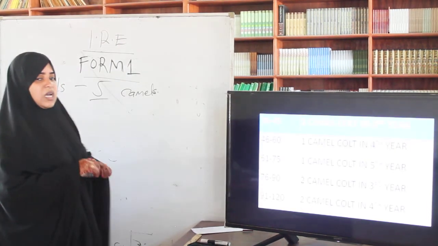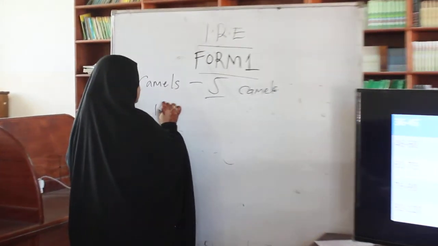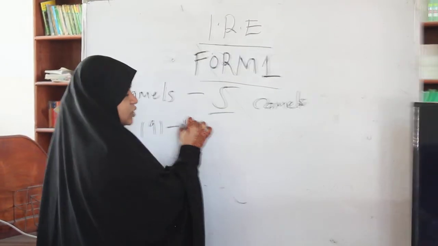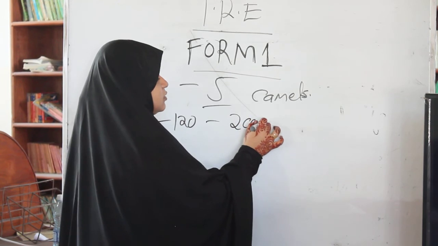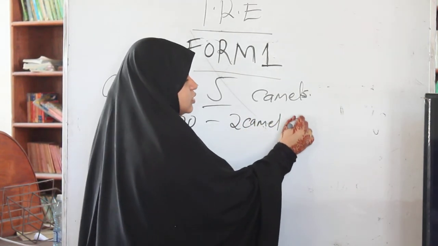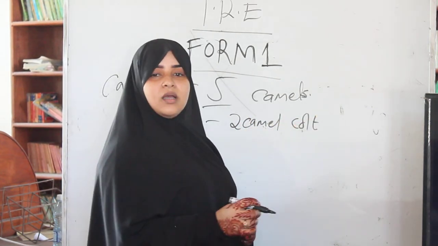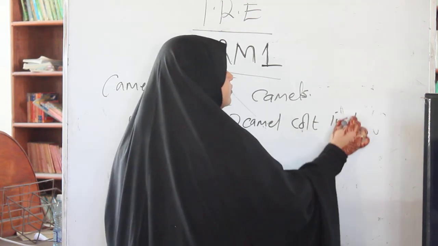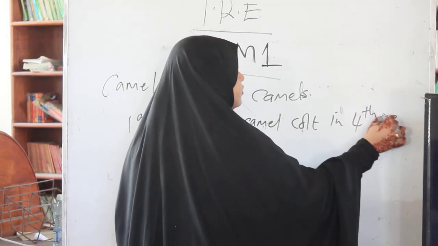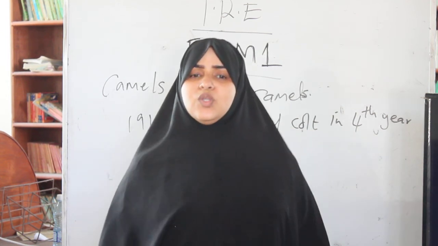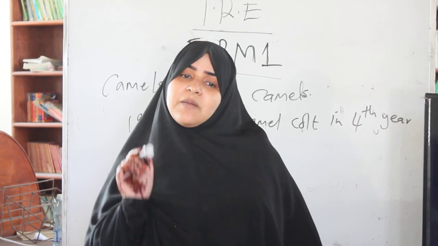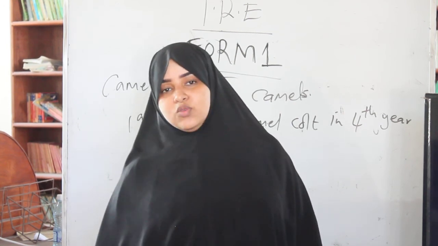So we say 91 to 120 is 2 camel colts in 4th year. So in our next part, we look at what if it's above 120. How do we calculate?